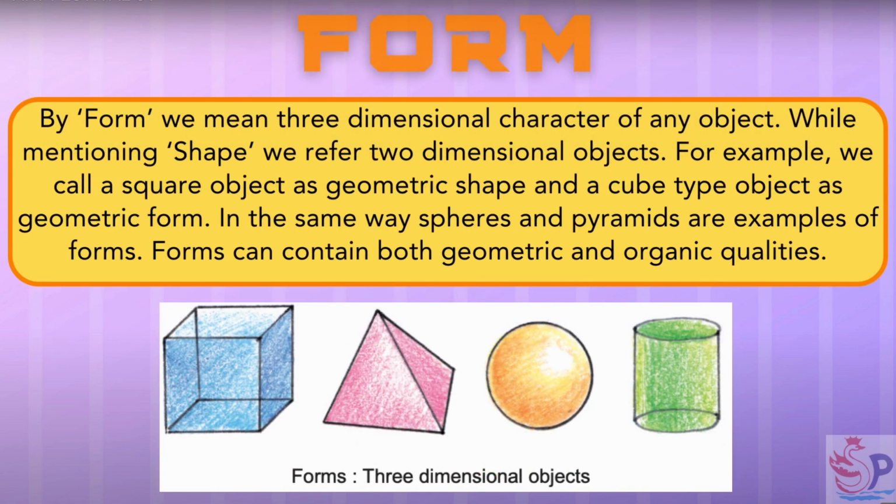Form. By form, we mean the three-dimensional character of any object. While mentioning shape, we refer to two-dimensional objects. For example, we call a square object a geometric shape and a cube-type object a geometric form. In the same way, spheres and pyramids are examples of forms. Forms can contain both geometric and organic qualities.